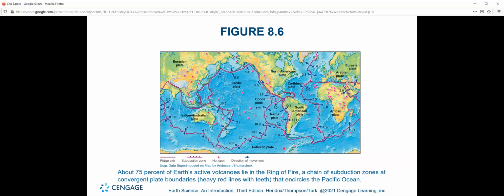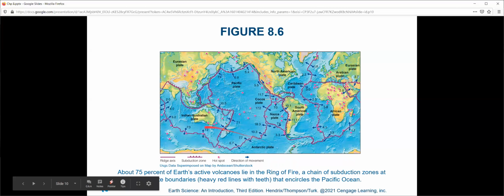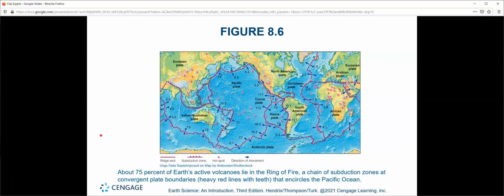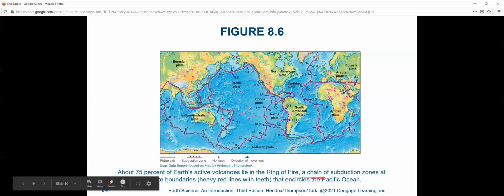About 75% of the Earth's active volcanoes lie within the Ring of Fire. That is the trace of the Pacific Ocean. Chain of subduction zones, convergent plate boundaries. Yeah, okay, well, I already said that. I'm not going to have to repeat this. But yeah, we know that already, right? A lot of volcanoes exist there.